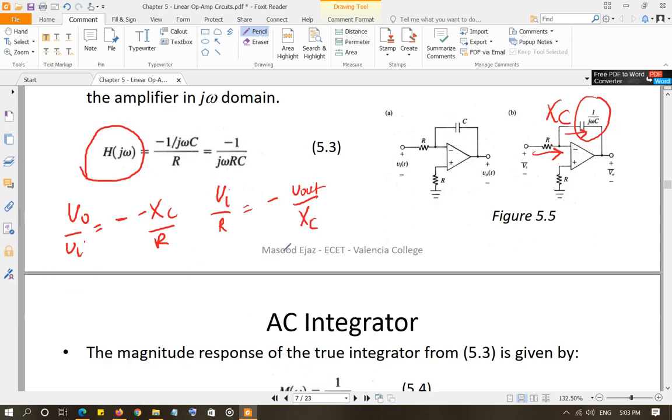And negative XC over R is what? Negative 1 over j omega C over R, which will be written as negative 1 over j omega RC, which is right here. So this is the phasor response transfer function of the true integrator circuit.